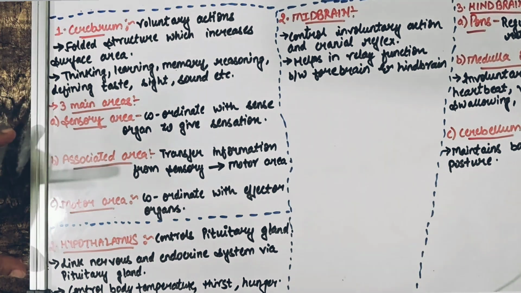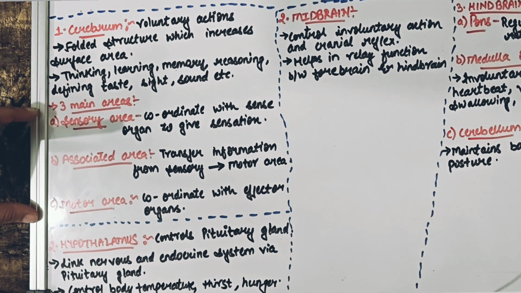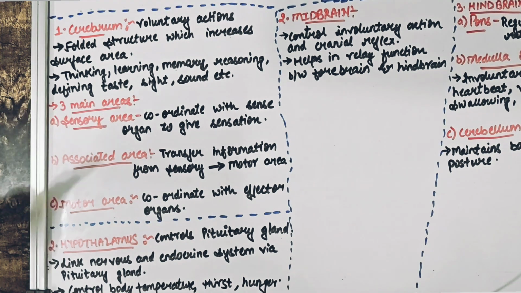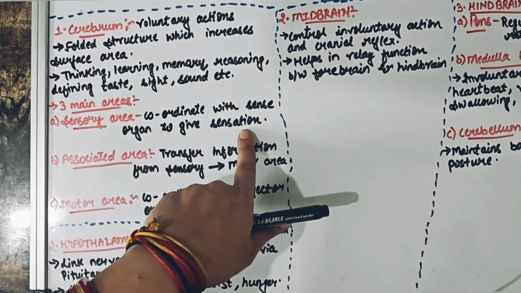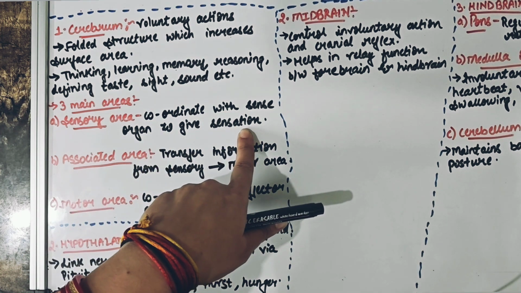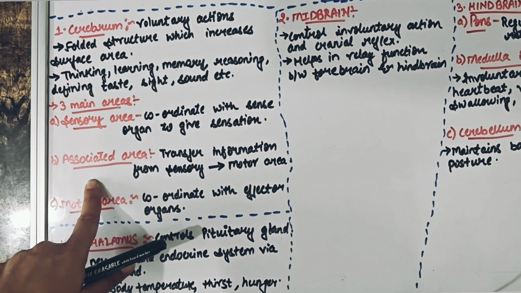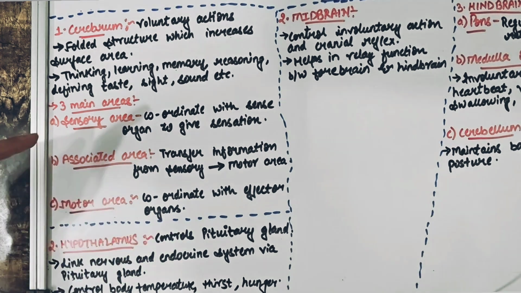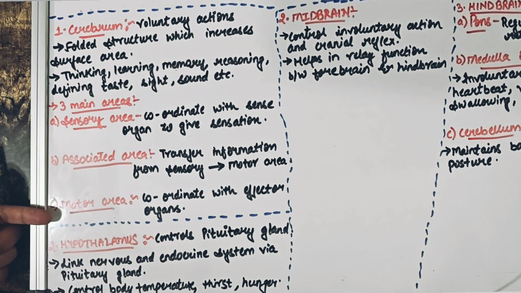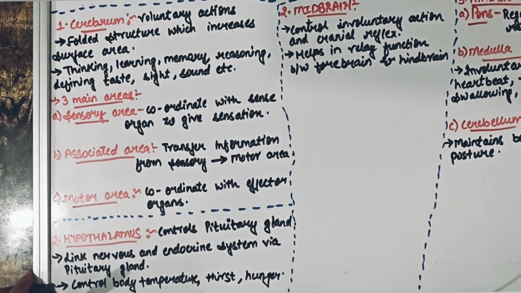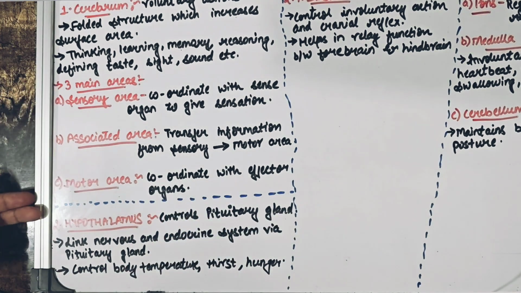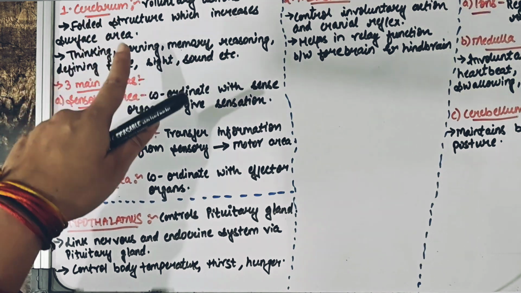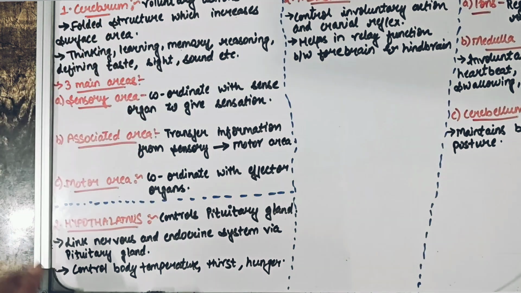Now, this cerebrum area we can also study under three main headings. The sensory area, which coordinates with our sense organs and helps us in understanding the different sensations. The associated area, which basically transfers the information from the sensory to the motor. And the motor area, which mainly coordinates with the effector organs. So these are the important functions with regard to the first important part, which is the cerebrum.